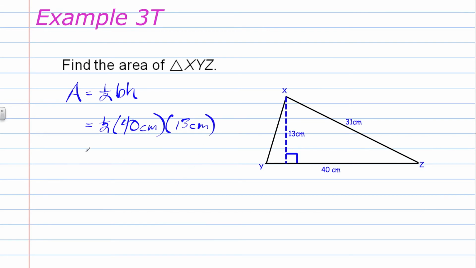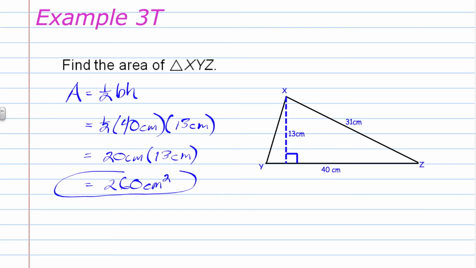Now we multiply it. I know a lot of my students, their gut reaction is to reach for a calculator, but let me explain how to do this quickly. 1/2 of 40 centimeters is 20 centimeters, and we need to multiply that by 13 centimeters. Now, instead of reaching for a calculator or writing your work out, you should know that 2 times 13 is 26. And we just tack on a 0 because instead of multiplying by 2, we multiplied by 20. And that would give us 260 square centimeters for a final area of triangle XYZ.